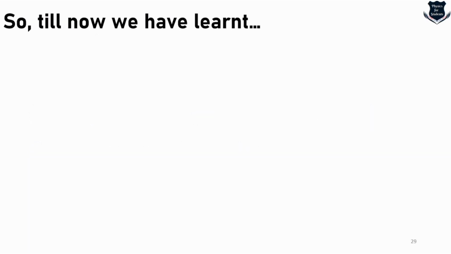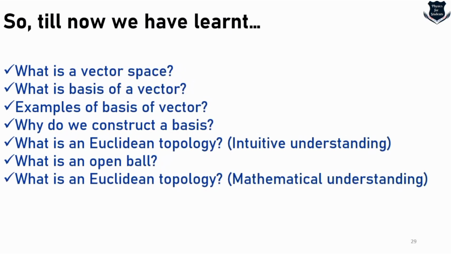So let us summarize before we move into the next part of the video. What we have learned is what a vector space is. We have also learned what a basis of a vector is, examples we have given, why we construct a basis, the reason, and what Euclidean topology is. We got an intuitive understanding of what an open ball is, the different dimensions of open ball, and a mathematical understanding of Euclidean topology.